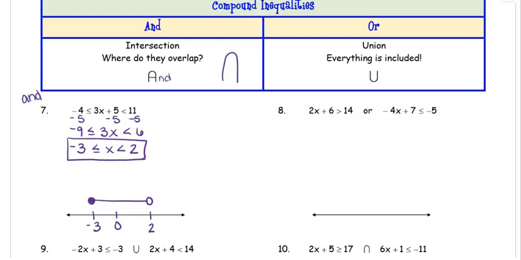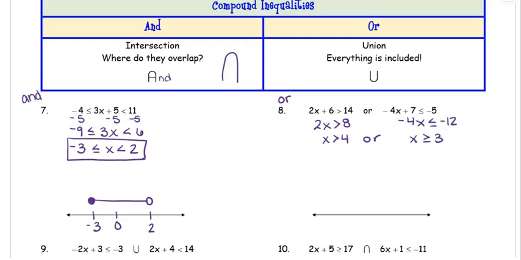All right. Now as we take a look at number 8, it says 2x plus 6 is greater than 14, or -4x plus 7 is less than or equal to -5. An OR statement means I want everything included. So let's go ahead and solve these. I have 2x is greater than 8, x is greater than 4, or -4x is less than or equal to -12, which means x is greater than or equal to 3.